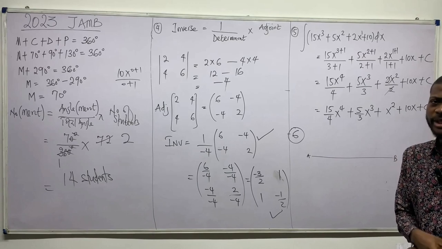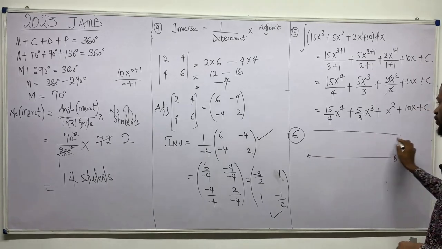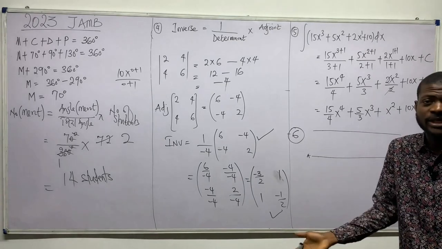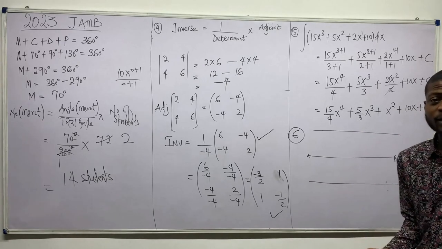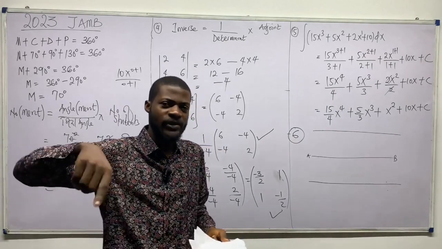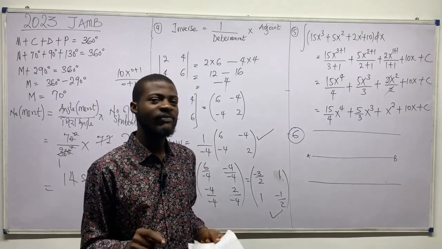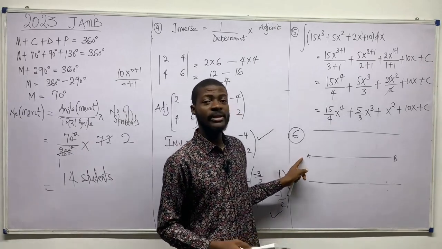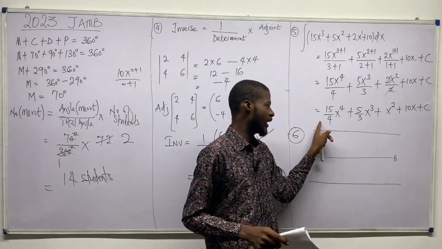A student might take out his ruler and draw the 4 meters above the line, and the distance from here to here is 4 meters. Then another student comes and draws it below the line AB. That student will still be correct. Because what is locus discussing? Locus is asking for the set of all possible points that can satisfy a particular condition. So what's the condition here? You are drawing a fixed distance of 4 meters from this line. It can be above the line or below the line.